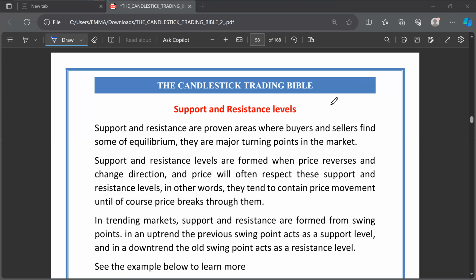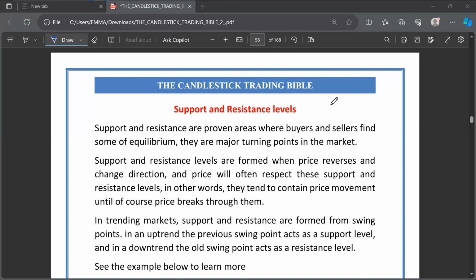So we are at support and resistance. Support and resistance are proven areas or levels where buyers and sellers find some equilibrium. They are major turning points in the market. The equilibrium means a point in the market where the sellers' power is equal to that of the buyers. So at that point, anything can happen, and there could be an opposite direction in that area.